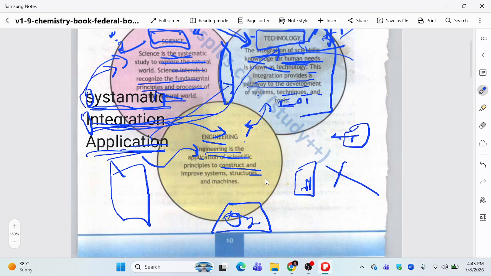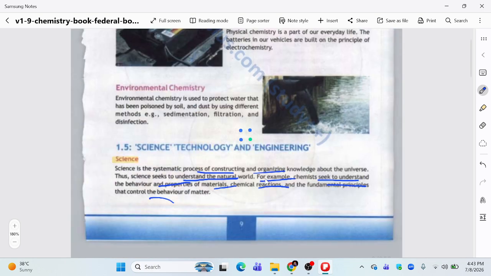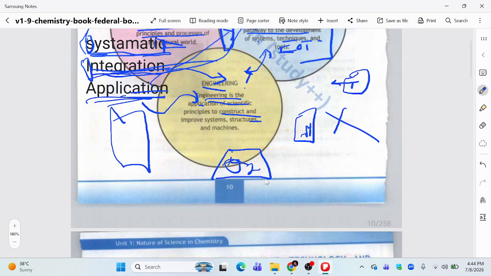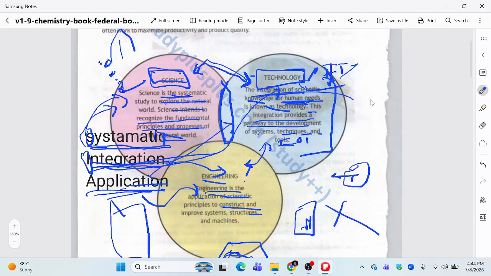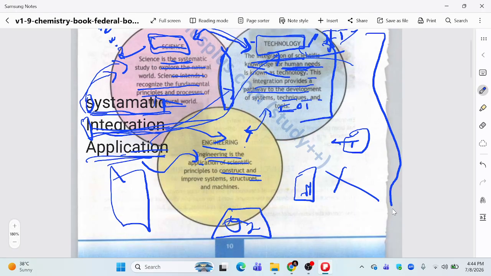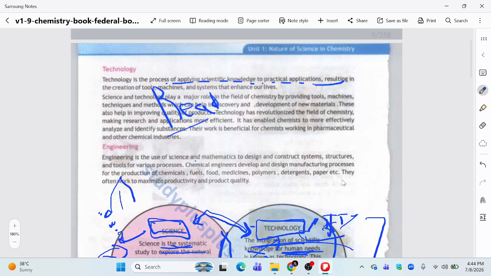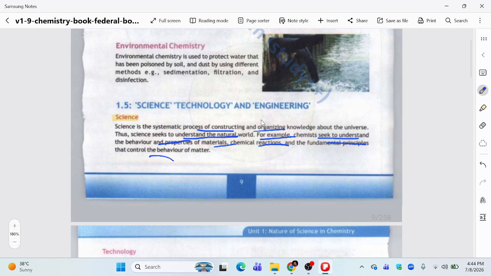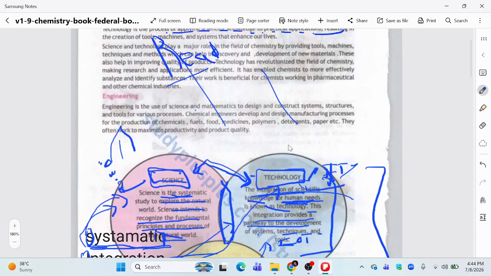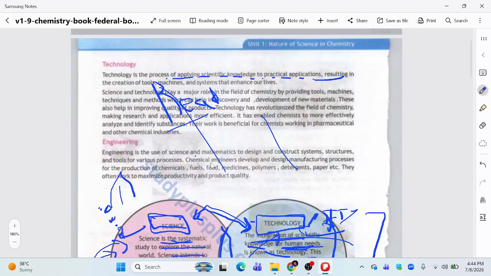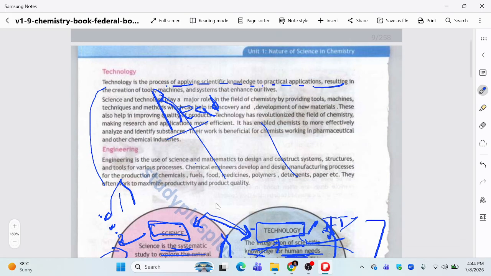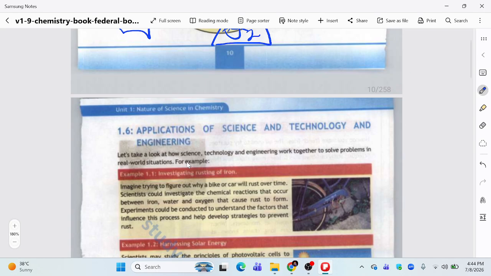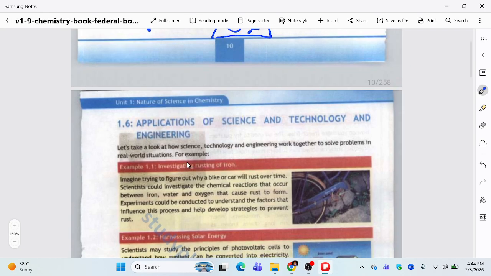Now we have completed 1.5, and I think so, given how detailed I've explained this, no teacher would explain it like this. This science, technology, engineering you can read yourself, but both of them are necessary. This is for short, and this is for long. You can read it out because both of them are the same thing, as I ran through this PDF.